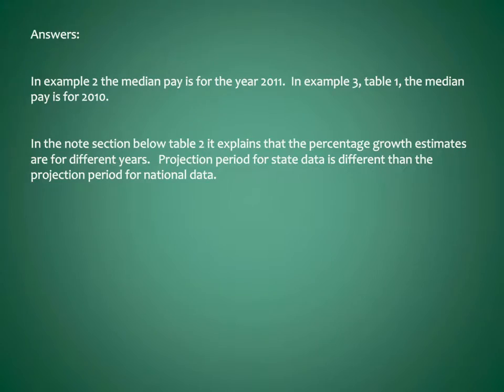Here are the answers to the previous slides. For the first question, in Example 2, the median pay is for the year 2011. In Example 3, Table 1, the median pay is for the year 2010. So it's important to look at the year that the number is associated with to make sure that you are getting the right information for the right year and that the data is comparable. For question 2, if you look at the notes section below Table 2, it explains that the percent growth estimates are for different years. The projection period for state data is different than the projection period for national data.